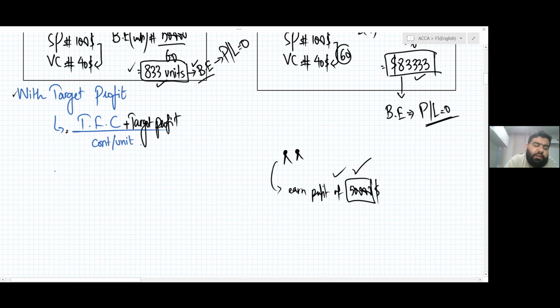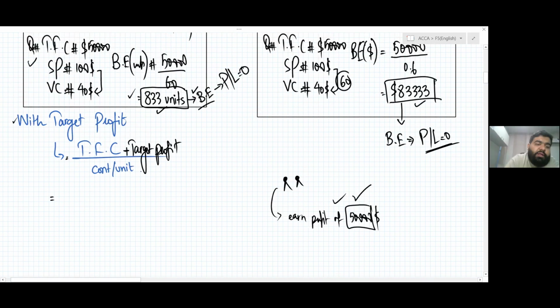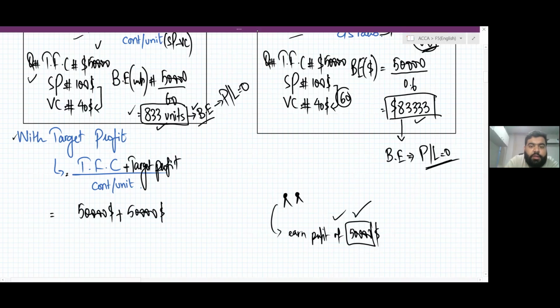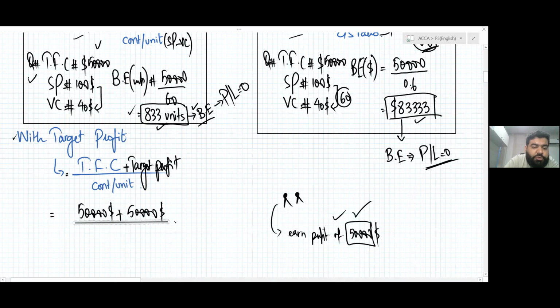I'm giving the example, the same question from upward. See, total fixed cost was 50,000. We'll write here $50,000 plus target profit. Why I'm adding that, I'll explain in 2 minutes. Target profit 50,000 divided by contribution per unit, which was 60. Now it's 100,000 divided by 60, which will be 1667 units. It means that the business must sell 1667 units if they want to earn the profit of 50,000.